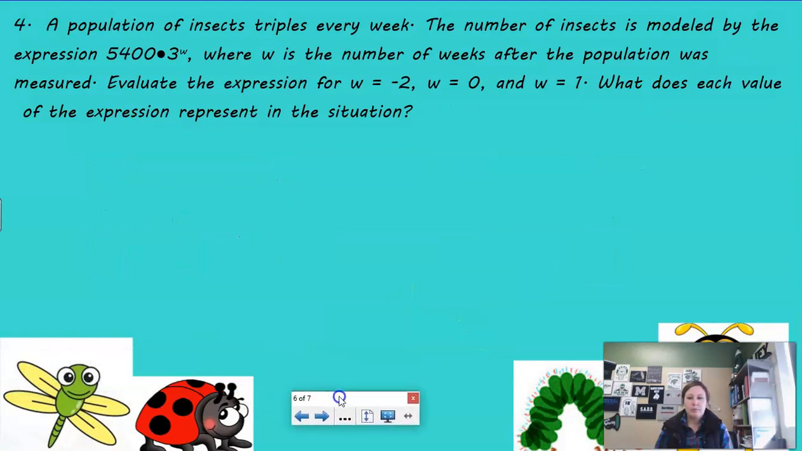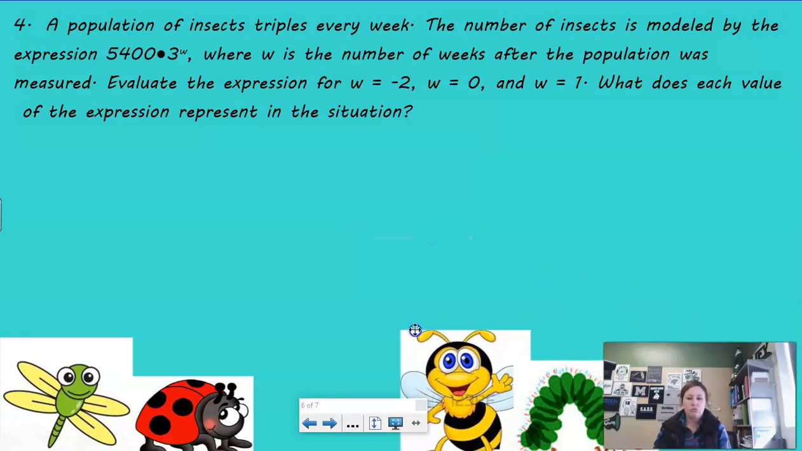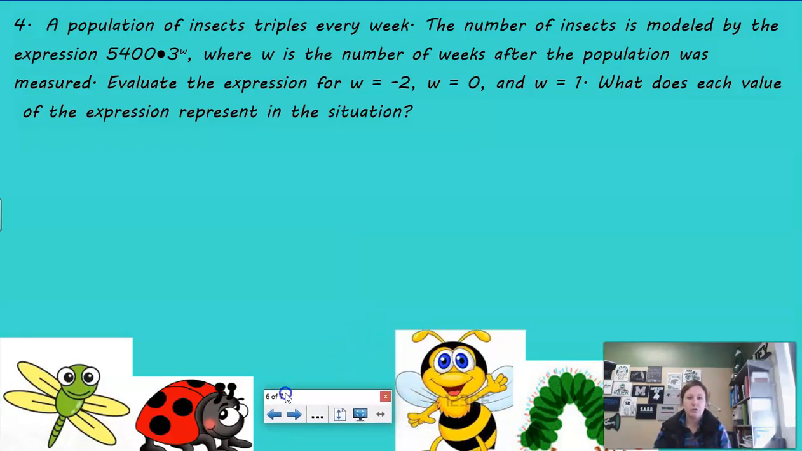All right, then the last problem that we have going on is a population of insects that triples every week. I've given you the equation that the number of insects is equal to 5,400 times 3 to the w. W is the number of weeks. And you'll notice that I give you 3 different values of w. W for negative 2 basically means 2 weeks before my study started, 0, and then 1. So then we want to find out basically how many insects we have at that point in my experiment.